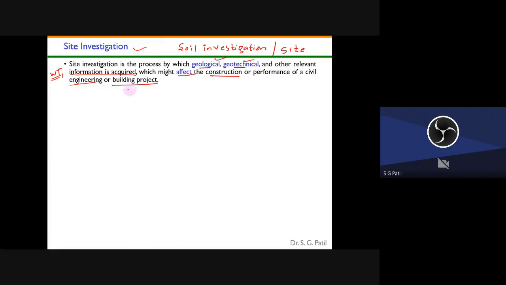foundation of any structure. Okay, so it may be a small residential building, or it may be a very big dam, or it may be some thermal power plant, or some nuclear power plant. For that matter, any structure you take. Through the site investigation, we intend to obtain the geological and geotechnical information which are going to affect the construction, design, or performance of a foundation of any structure. Okay, so that is the formal definition of site investigation.